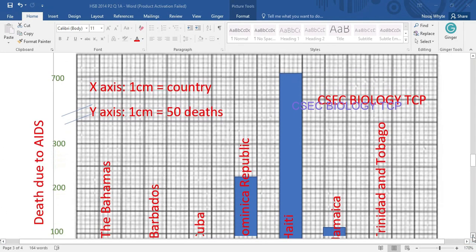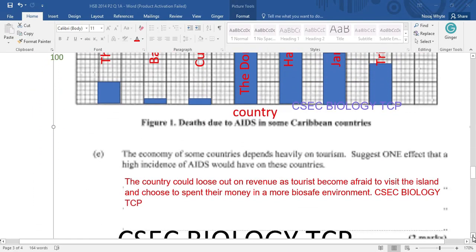Let's move on down to the other question. Now, this is a final question for this paper. The economy of some countries depend heavily on tourism. So give just one effect that a high incidence of AIDS would have on these countries. Now, this could be argued many ways, so your point might be a little different than mine, but I do invite your suggestion or comment or view in the comments below respectfully.